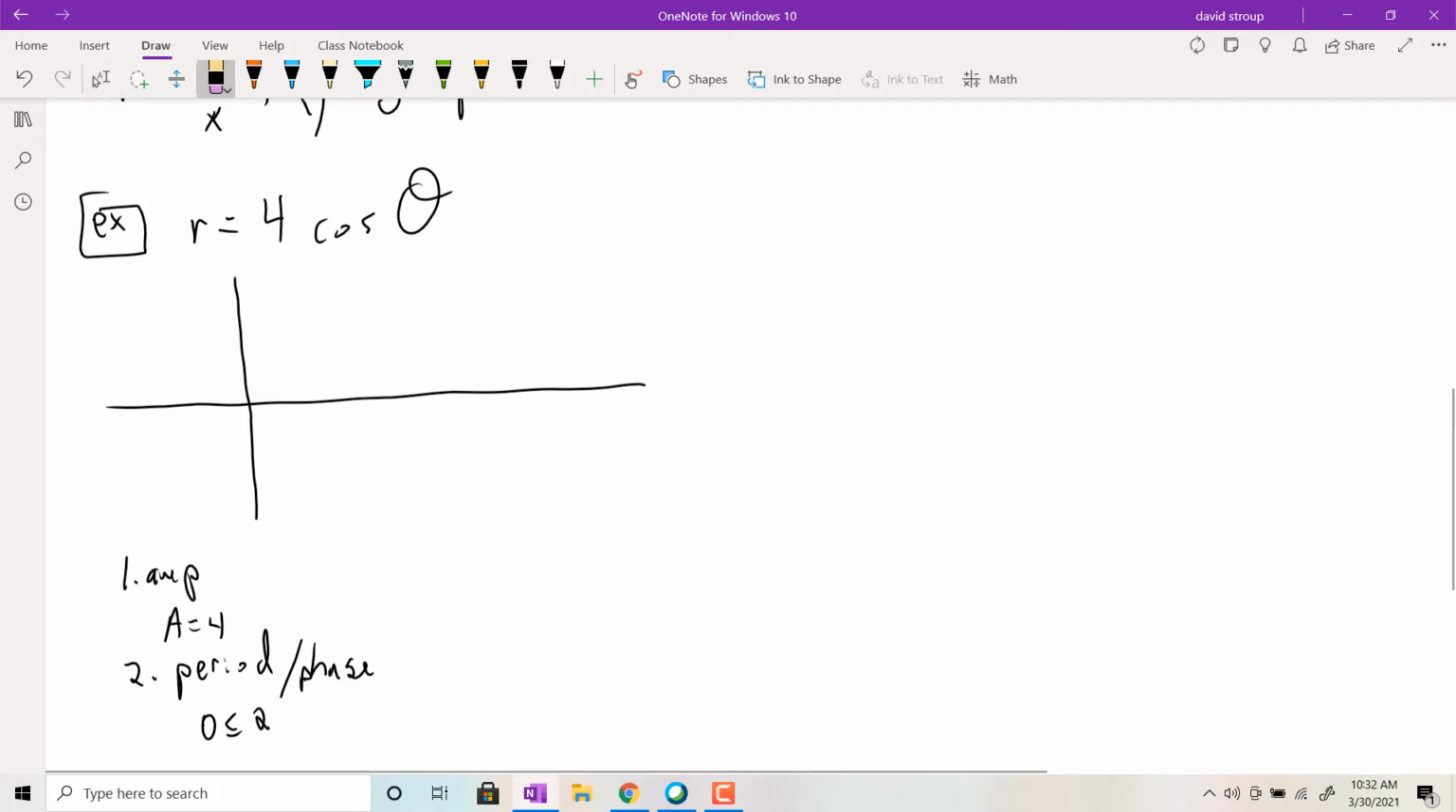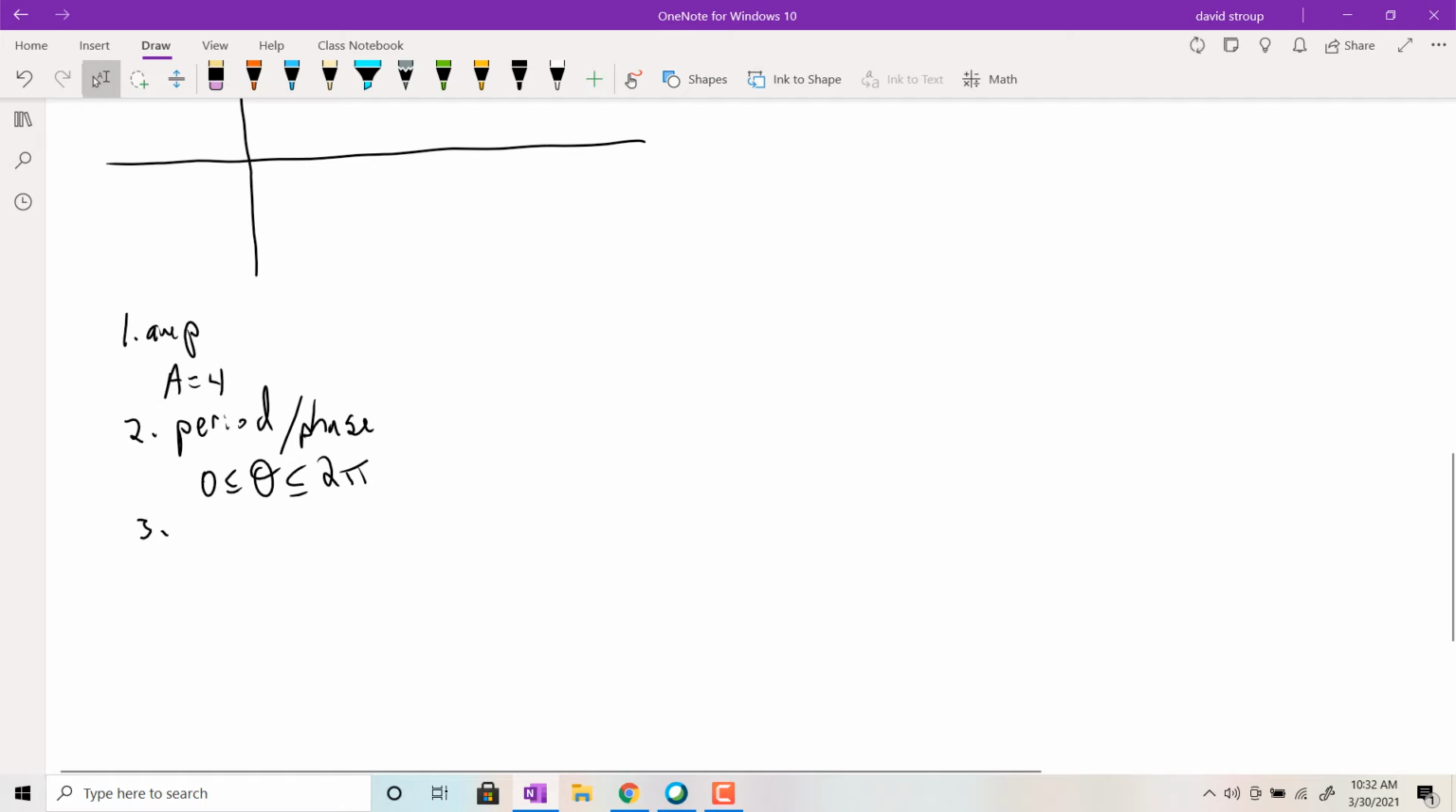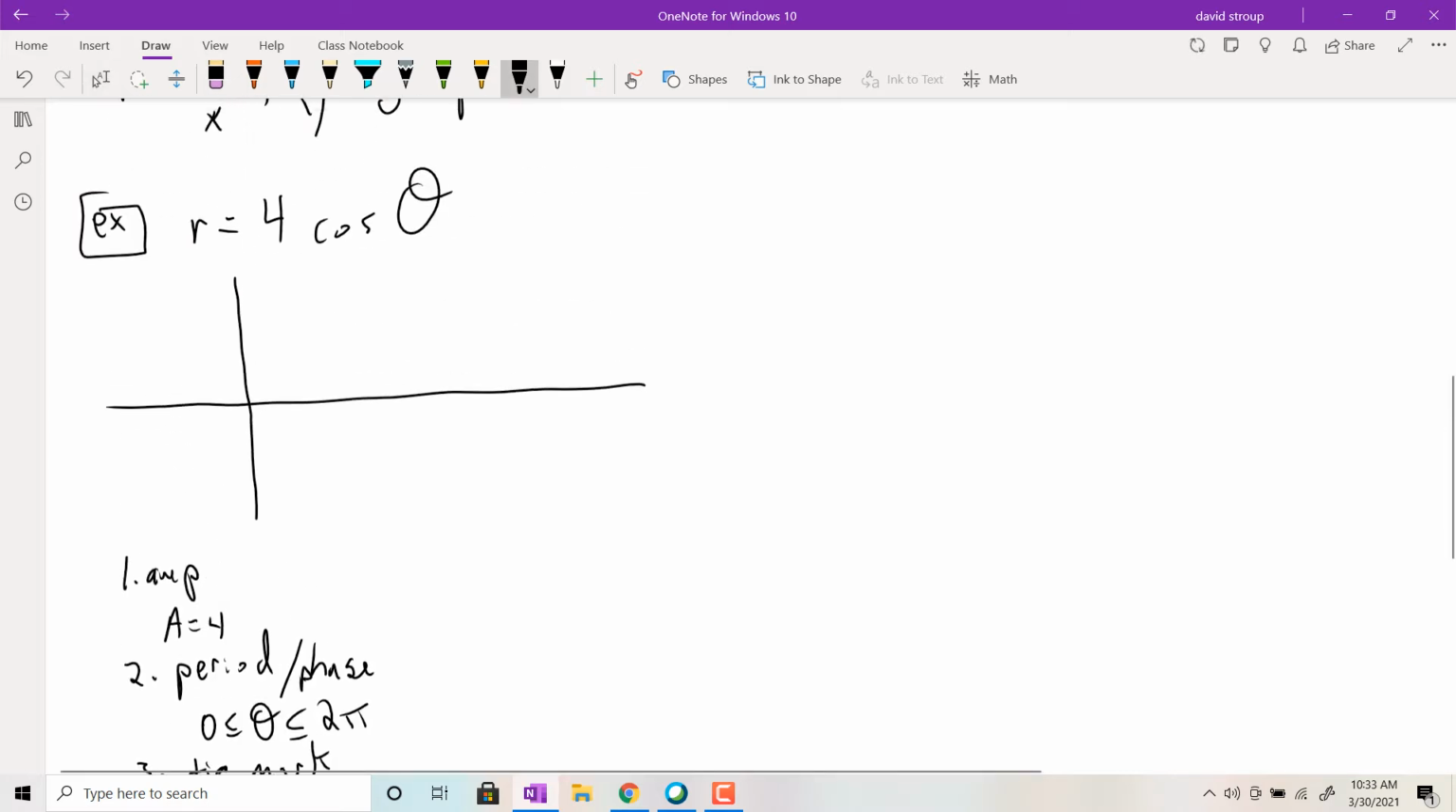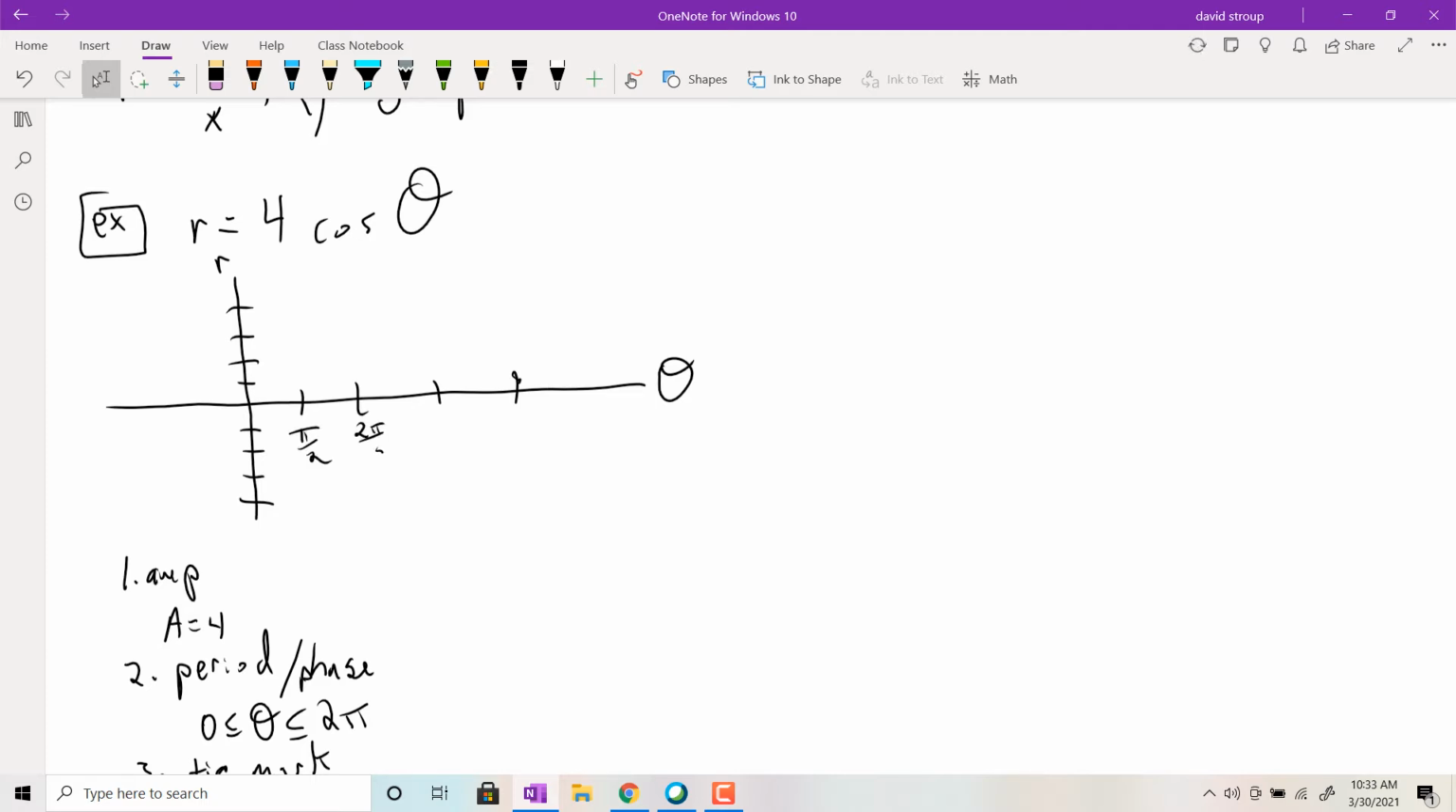Oops, not the right x, theta inside there. 0 to the theta to 2 pi. And then the tick marks will go by 2 pi over 4, so by pi over 2s. So for the tick marks, you always just take the period, 2 pi minus 0, so 2 pi, and divide it by 4. So you get pi over 2s for your tick marks. So the amp, 1, 2, 3, 4, 1, 2, 3, 4, and it's going by pi over 2s on the theta axis. And this will be your r axis. So pi over 2, 2 pi over 2, 3 pi over 2, 4 pi over 2.